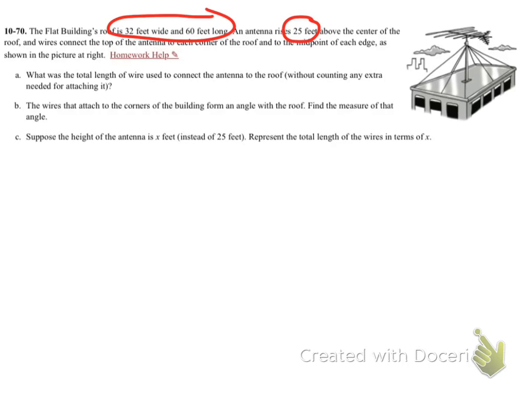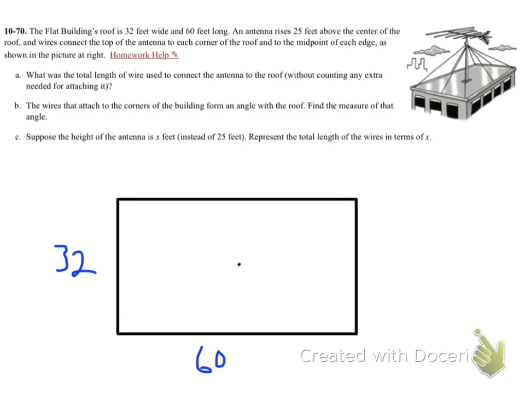So, for example, if I looked at this wire right here, it'd be making a right triangle with the antenna and then the line that goes along the roof from the antenna to the corner. So to help out on this problem, we're going to need to take a look at a top view of the building. So it is 32 by 60, and the center of the building, that would be the antenna.